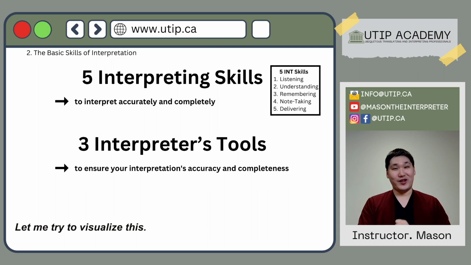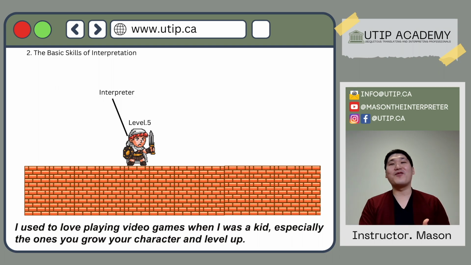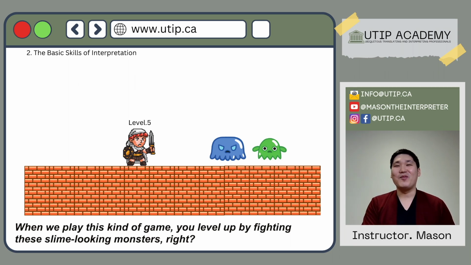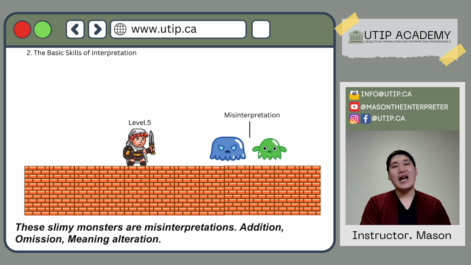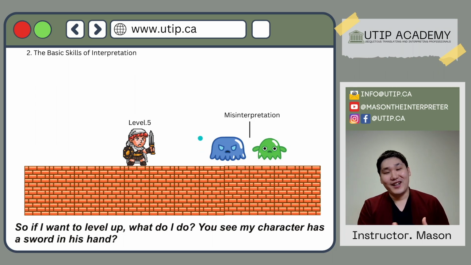Let me try to visualize this. Do you like video games? I used to love playing video games when I was a kid. Especially the ones where you grow your character and level up. Well, here, I'm going to say that my character is an interpreter. When we play this kind of game, you level up by fighting these slime-looking monsters, right? These slimy monsters are misinterpretations. Addition, omission, meaning alterations.